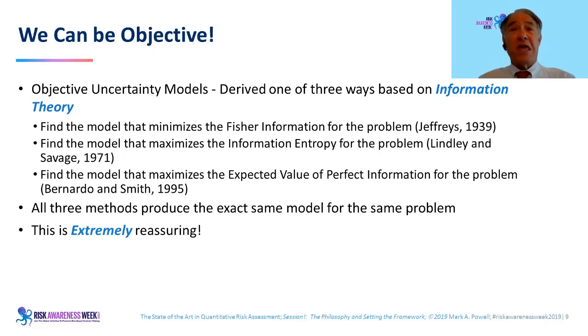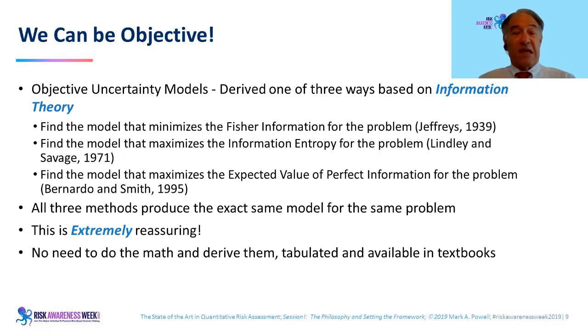So the point is that we can indeed be objective about those priors. The objective priors actually give us a worst case information setup for our problem. And if we can make a good decision based on that worst case information setup, we've got it made. There's no need to do the math and derive all of these. I've done it because I come from a physics and math background, so therefore this kind of thing is fun for me. They're all tabulated and available in the textbooks.